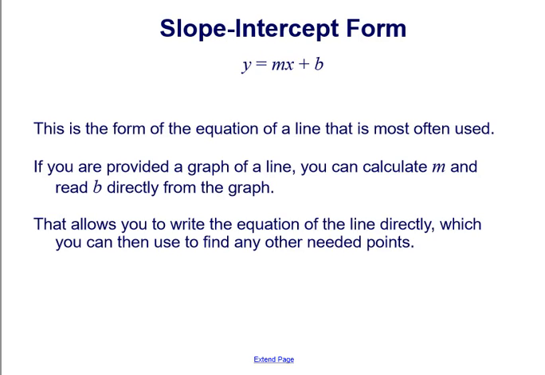Slope-intercept form is the form of the equation of a line that is most often used. If you are provided a graph of a line, you can calculate the slope m and then read b, the y-intercept, directly from the graph. That allows you to write the equation of the line directly, which you can then use to find any other needed points.